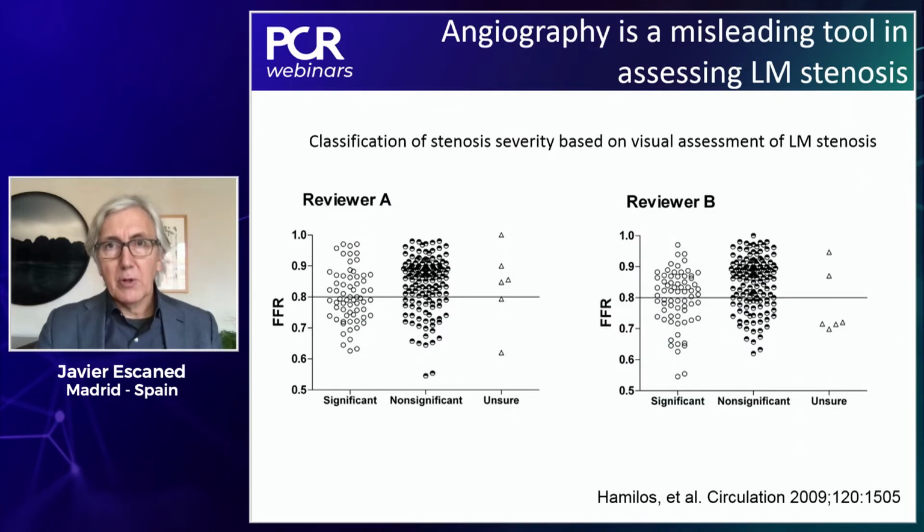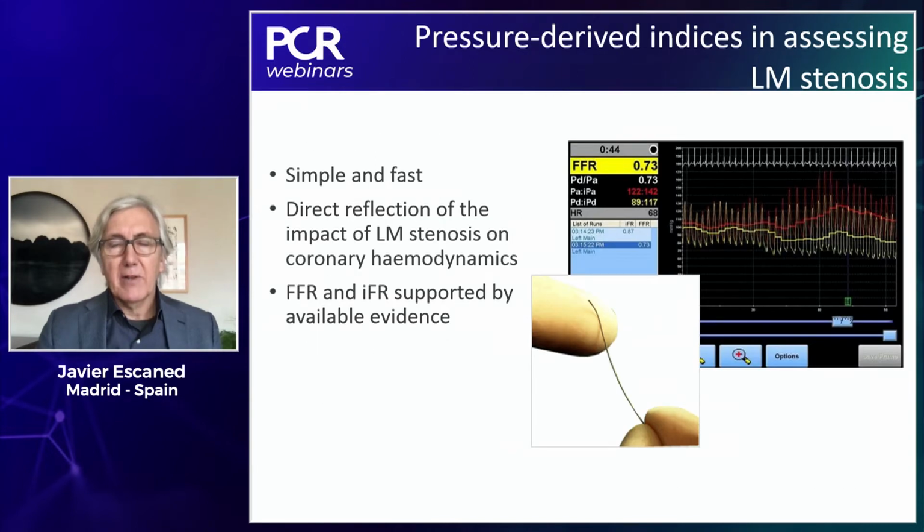The fact is that when you look at series that have compared the actual functional relevance of stenosis in the left main with the perception of the observers grading whether the stenosis was significant, not significant, or they were unsure, you can see that the variability is huge. This is a paper by Hamilos a long time ago, speaking about this ambiguity of angiographic assessment in left main stenosis. Now, the advantage of physiology is that it's simple and fast.